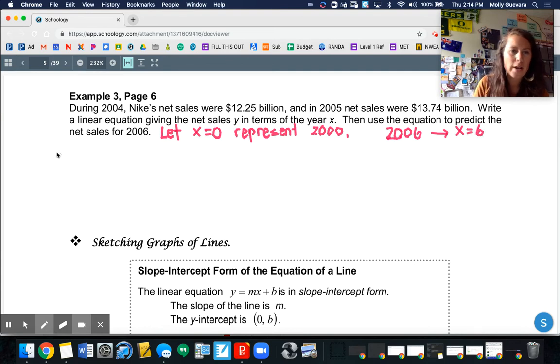Okay, so now I'm at the point where I can write points. So I can say, okay, in 2004, so x is 4, net sales were 12.25. And I'm just going to write 12.25. I already know it's billion, so I don't need to do anything special with it. Okay, and then I know in 2005, so 5, net sales were 13.74.